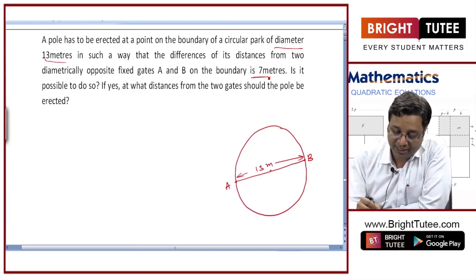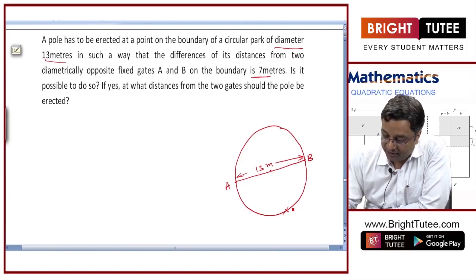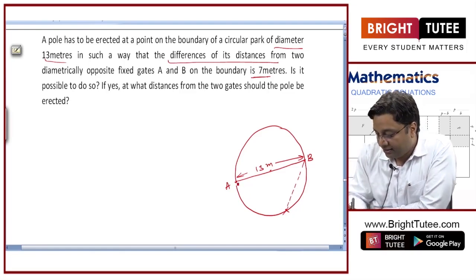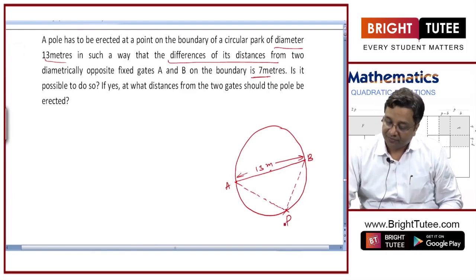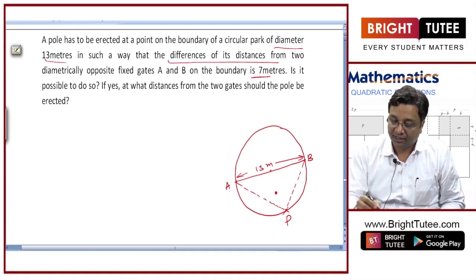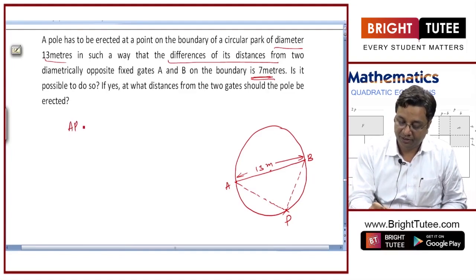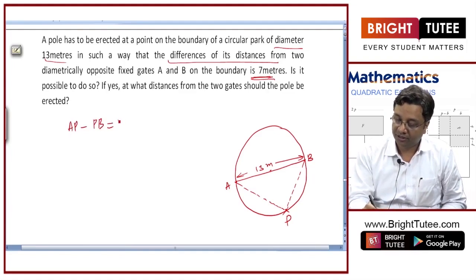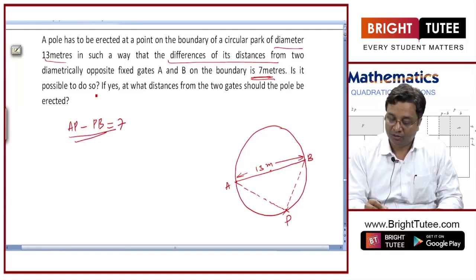So the question wants us to erect a pole somewhere on the boundary, let's say here, such that the difference of distances, the distance this and this one, these are two distances. Let's take the pole as P. So the difference of these distances has to be 7 meters. So AP minus PB should be equal to 7 meters. This is given in the question. Is it possible to do so? If yes, what distances from the two gates should the pole be erected?